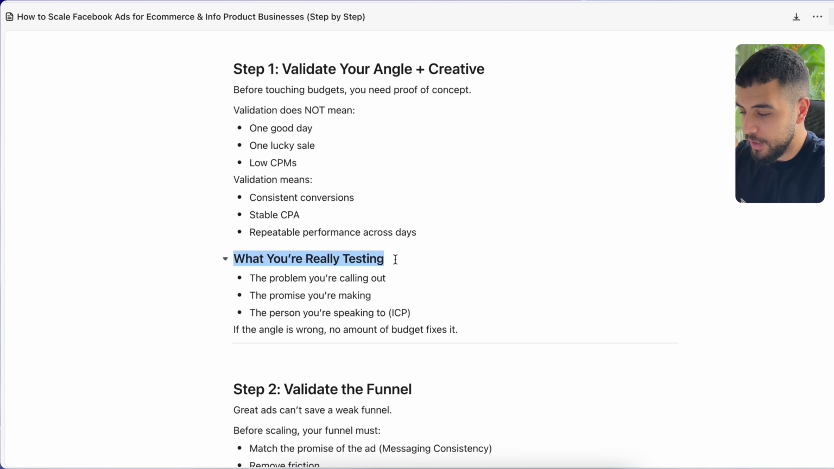So what you're really testing here is the problem you're calling out in your creatives and in your messaging, the promise you're making to your audience, and the person you're speaking to, or in other words, your ICP, ideal customer profile. So you're testing different personas or different ideal customer profiles. And if the angle is wrong, no amount of budget will fix it. If any of these isn't on point, it doesn't matter if you're spending $50 or $100 a day, or if you're spending $1,000 to $3,000 a day. Nothing will fix it. So you need the foundations to scale up.